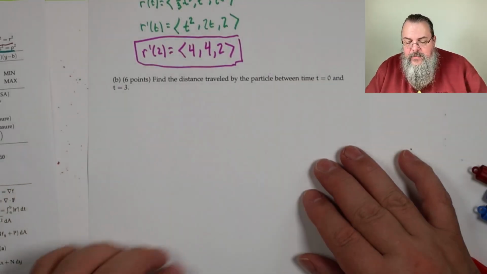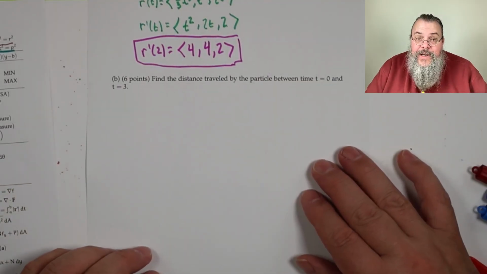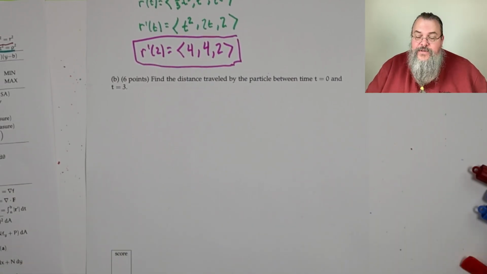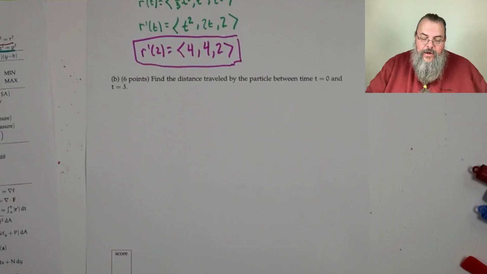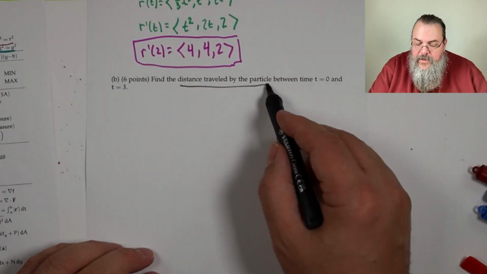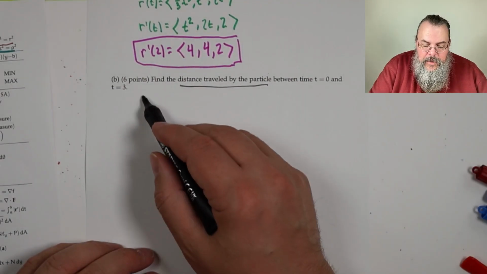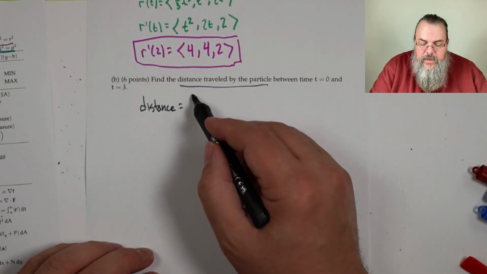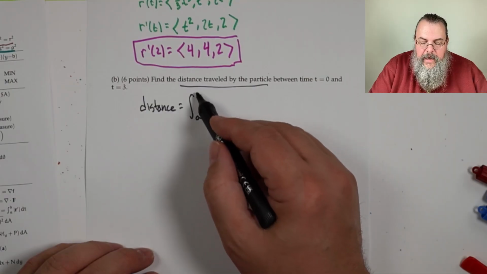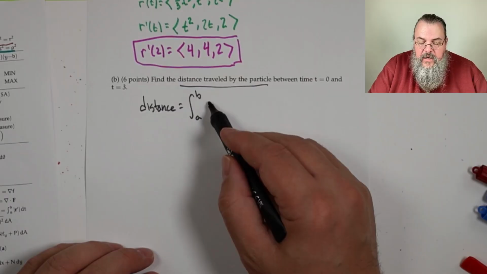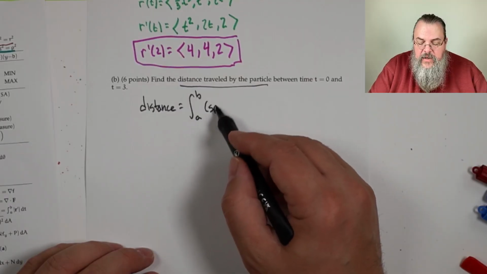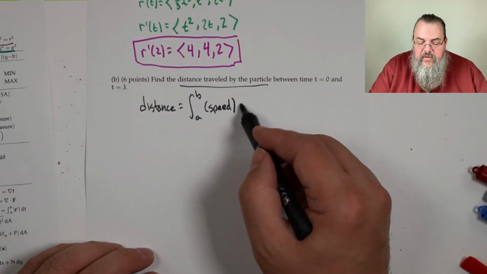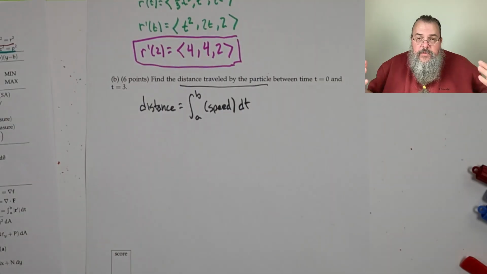Part B. Find the distance traveled by the particle between time t equals 0 and t equals 3. So we say, oh, we have a distance and there's a particle. And we can remember the formula. It's not on our formula sheet, but it has a nice little form. You add up, integral a to b, and you integrate speed. So the integral of speed is distance, and that's just a very simple thing.